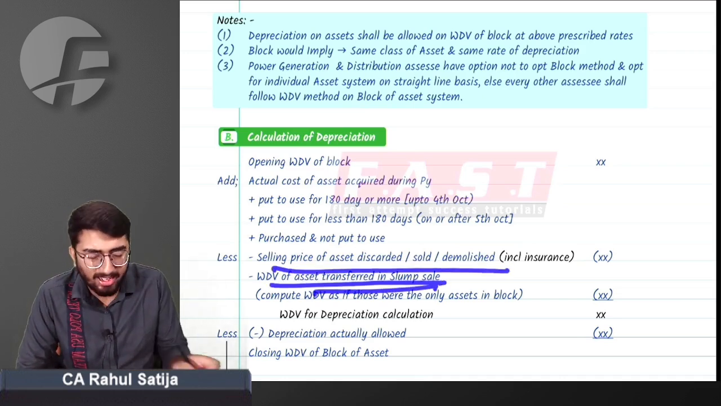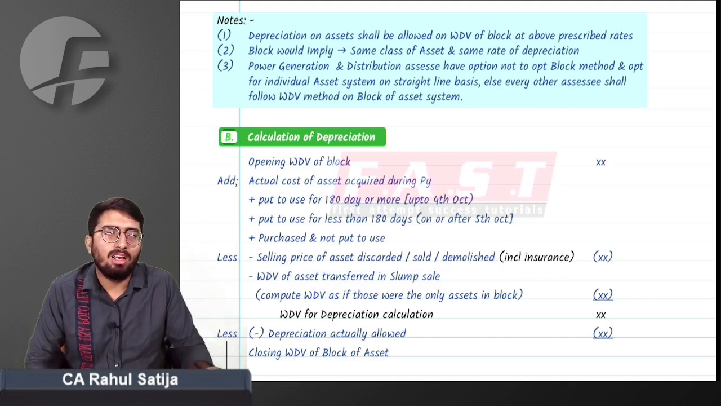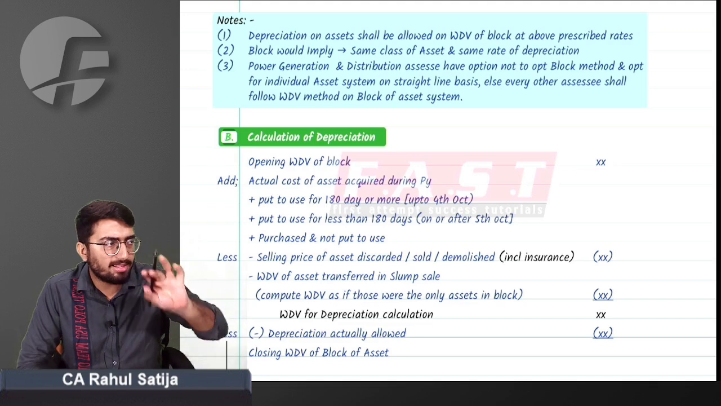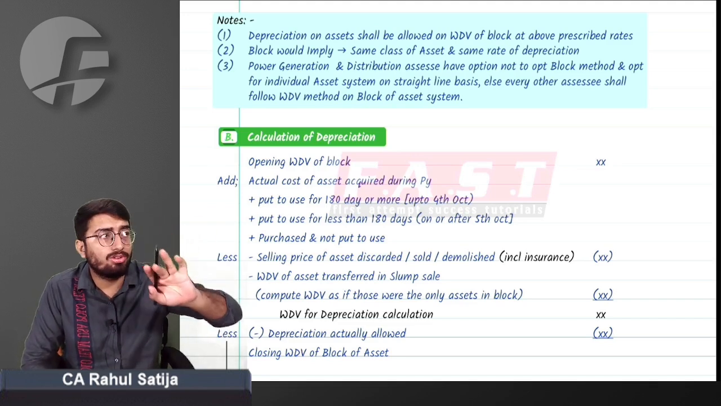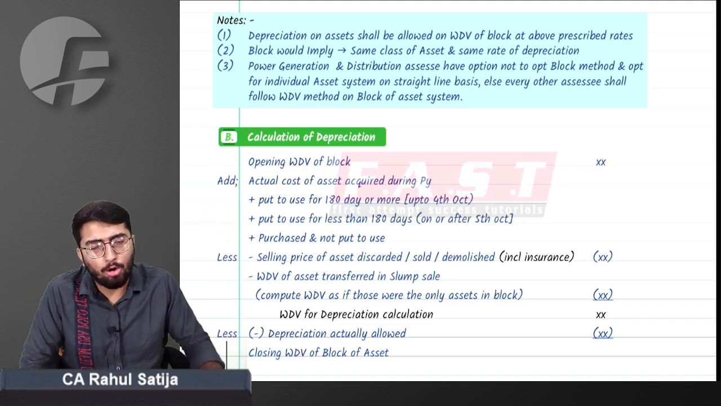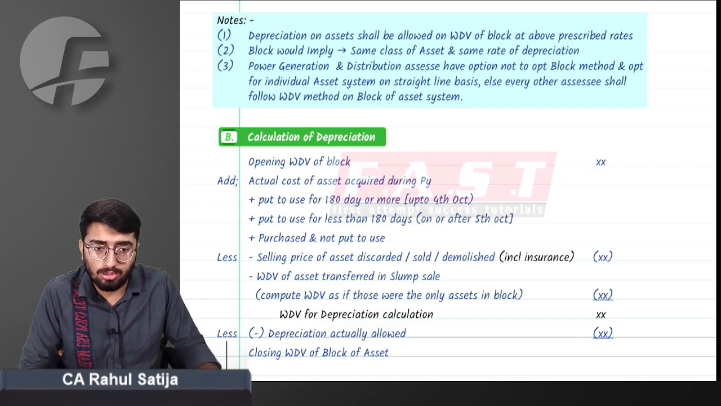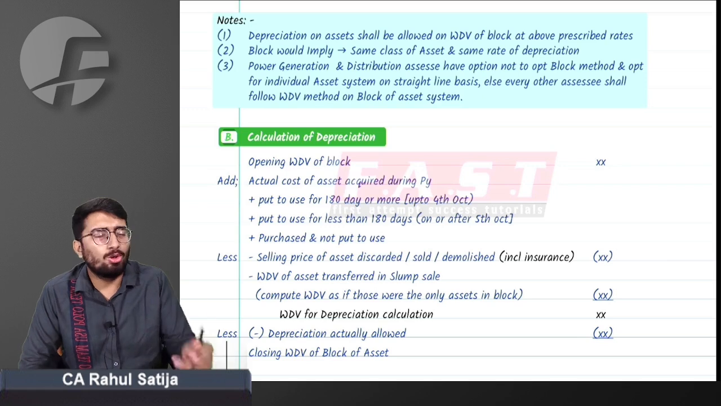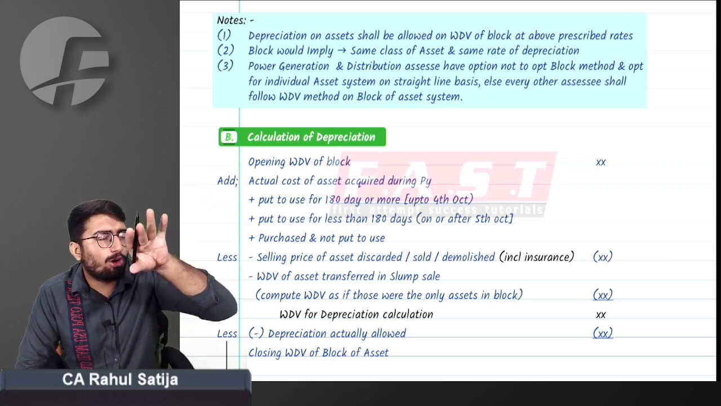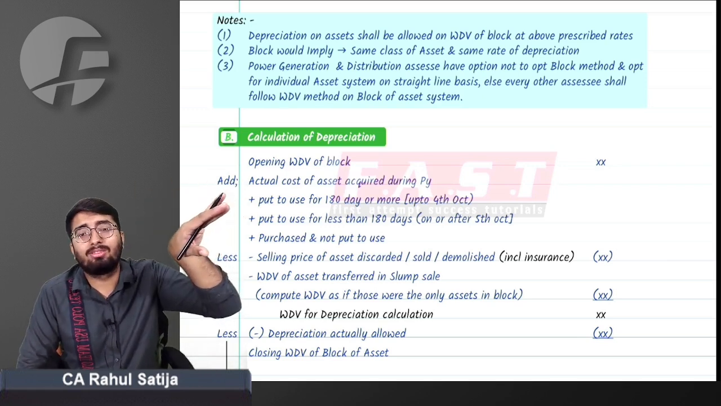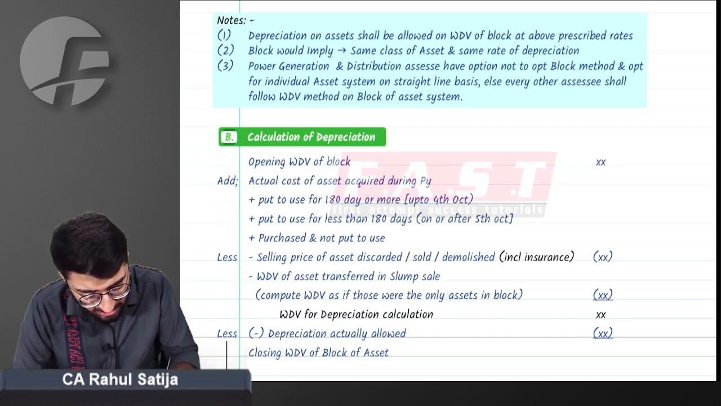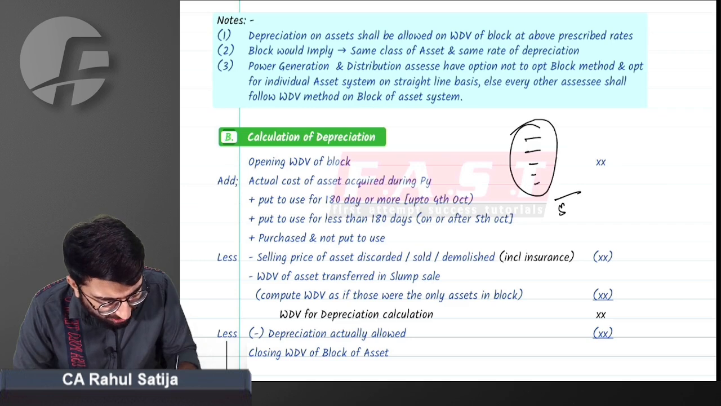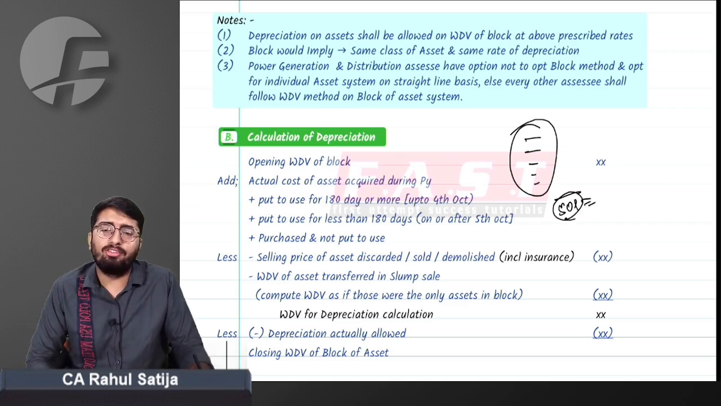In case you are transferring any asset in a slump sale, for example, a slump sale has been undertaken in your organization and some assets that were forming part of the block are also transferred in the slump sale, how will such an asset be reduced? You have to assume that these were the only assets in the block. For example, there were 5 assets in the block, and we have a block of say 50 lakh rupees.